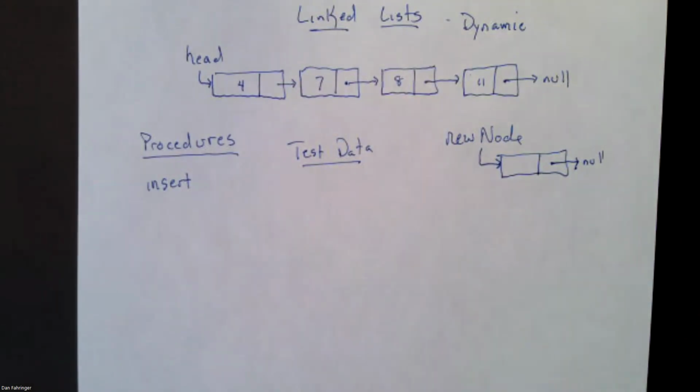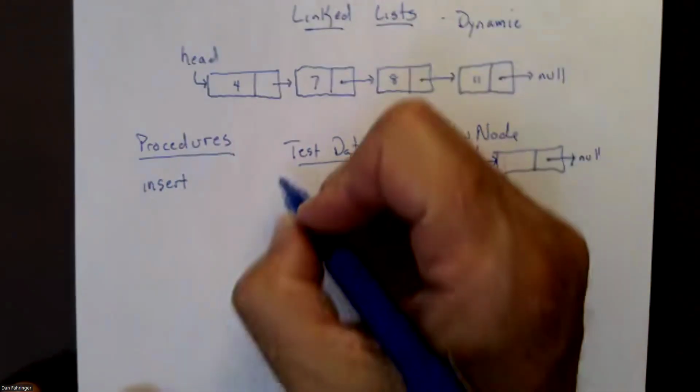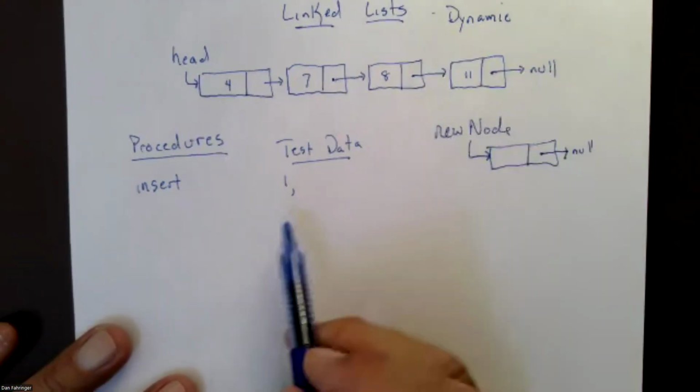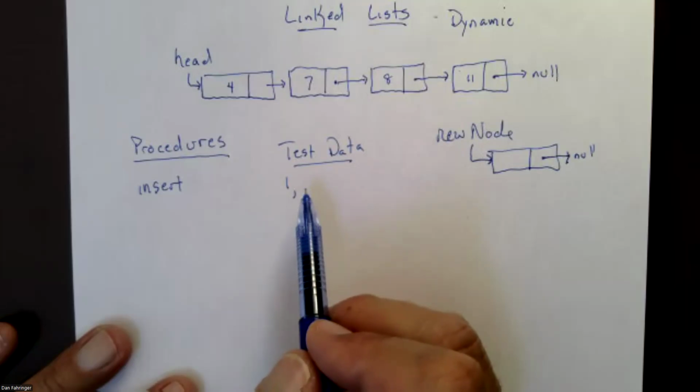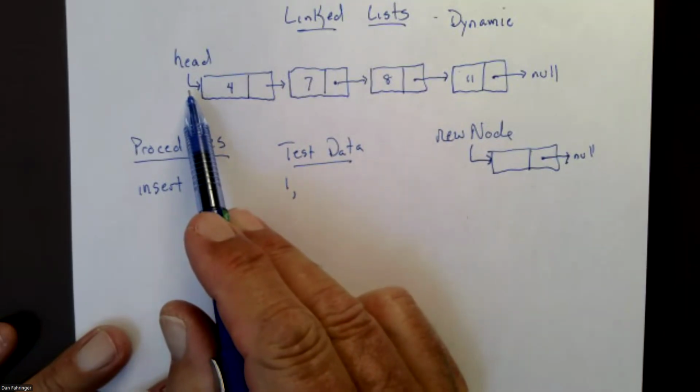Give me test data. Come on. What'd you say? One. 1? Keep going. Help me out, Austin. Two. No, not 2. Why is 1 a good piece of test data? It's before 4. Right, it's going to go in the beginning.